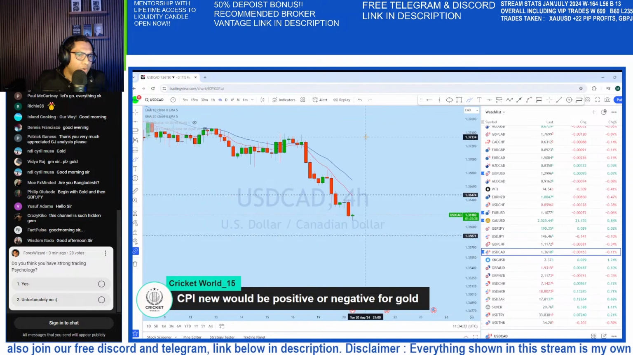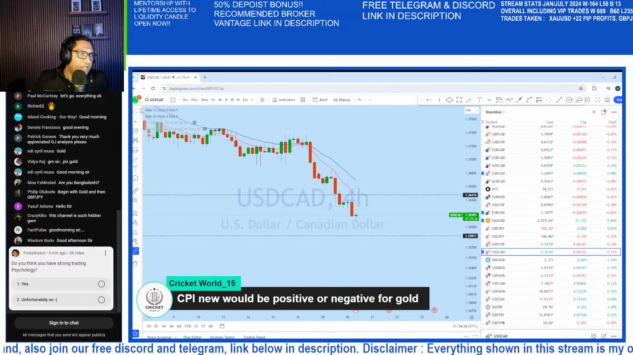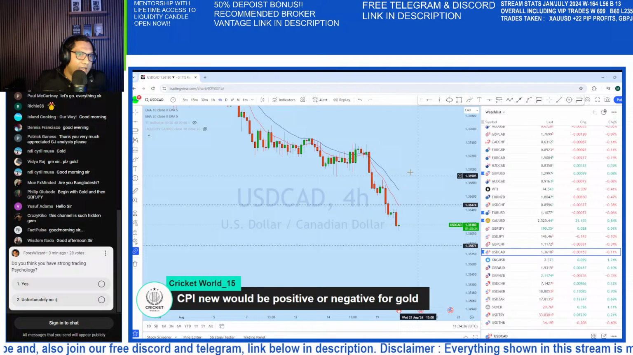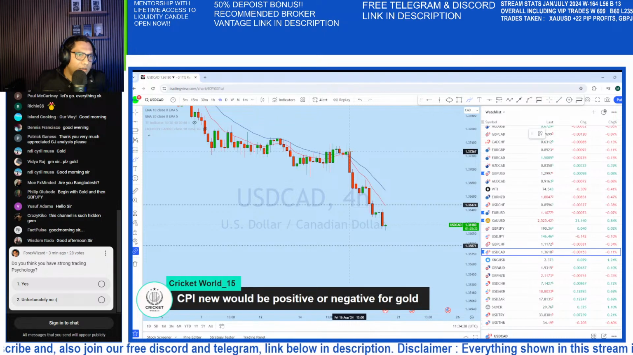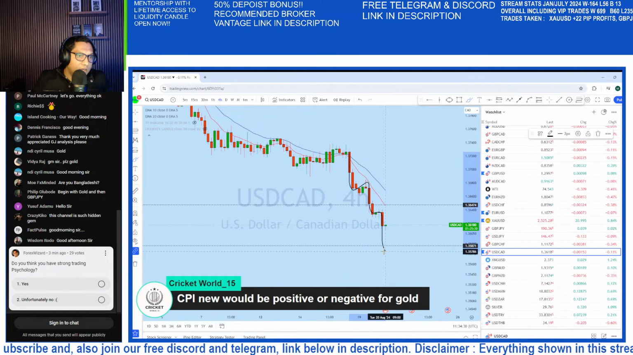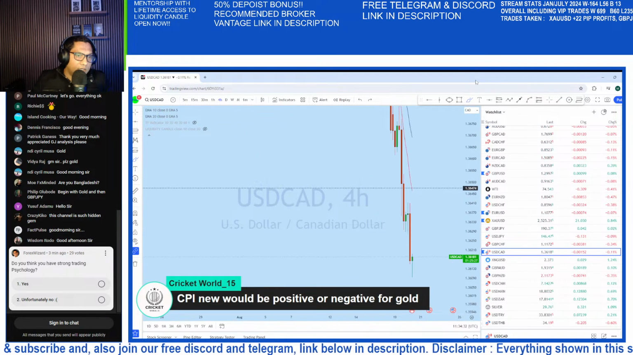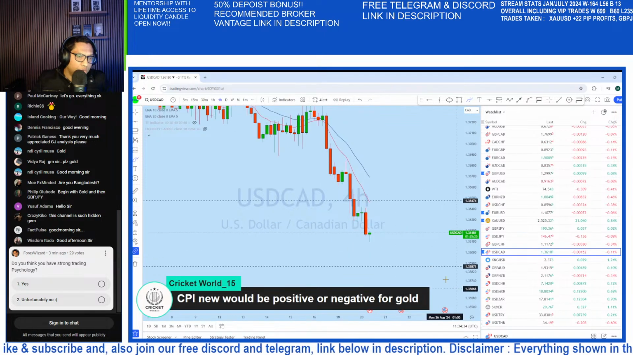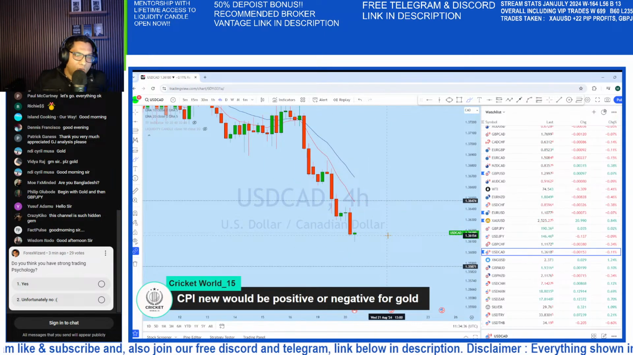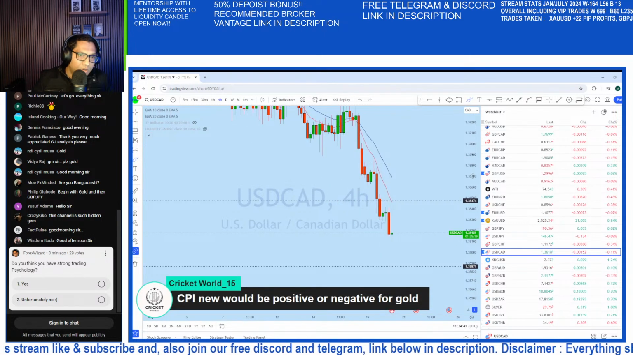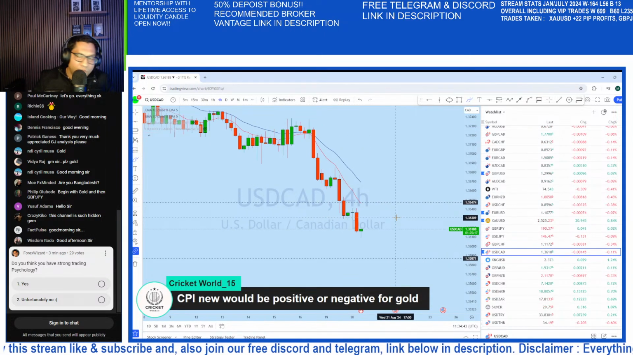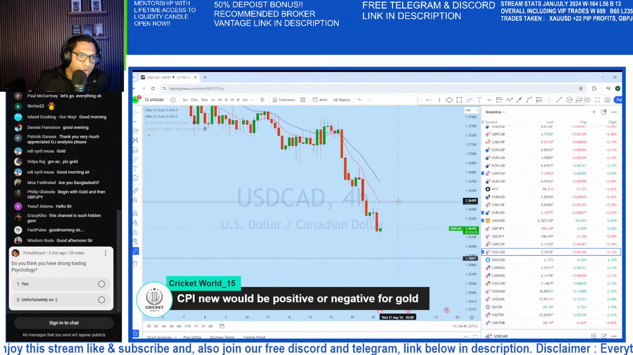So dropping down to the 4-hour chart, we can see that this market is trending down, and this is the 4-hour chart, where we will be focusing. Now probably you guys have seen that earlier today I also posted analysis on YouTube and other platforms. If you haven't watched that, I would recommend you to do so.